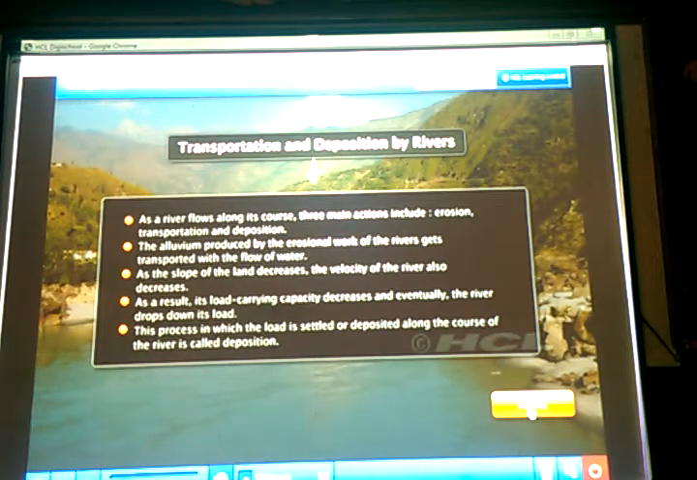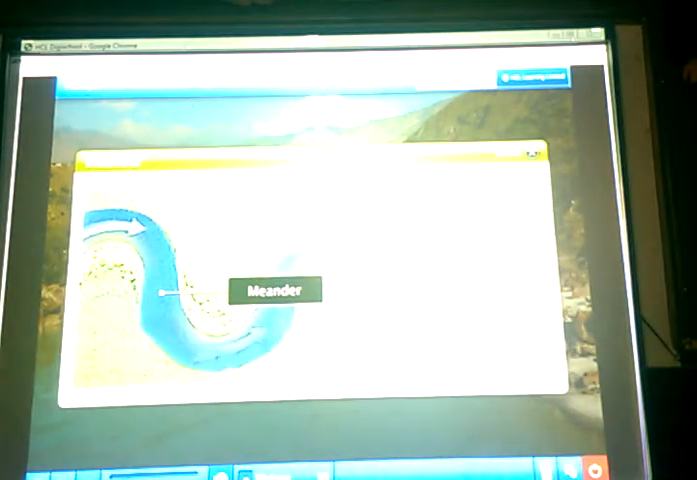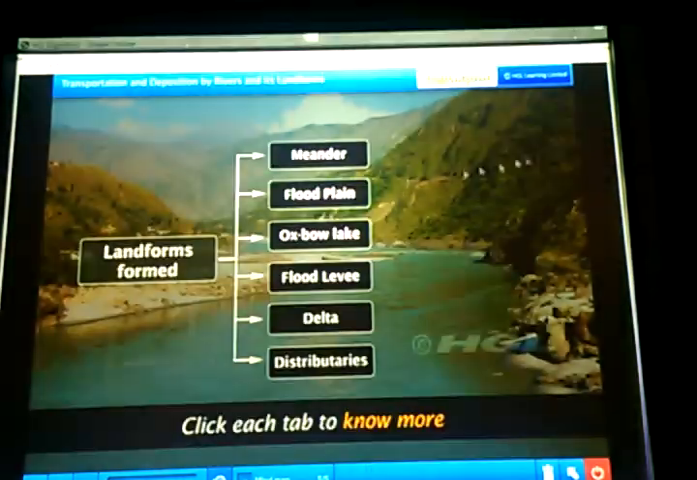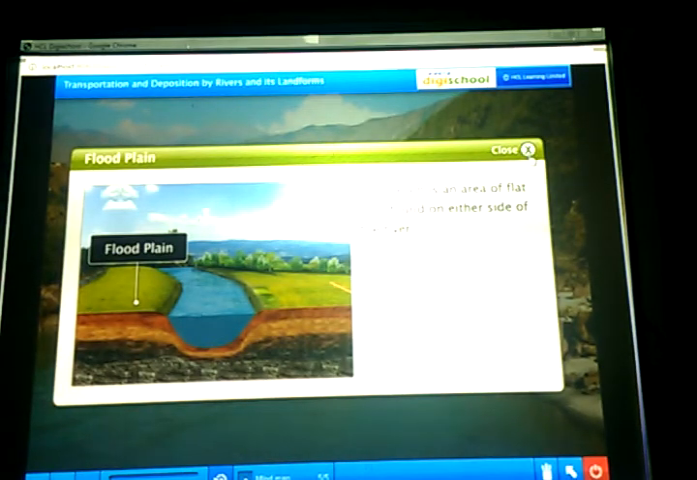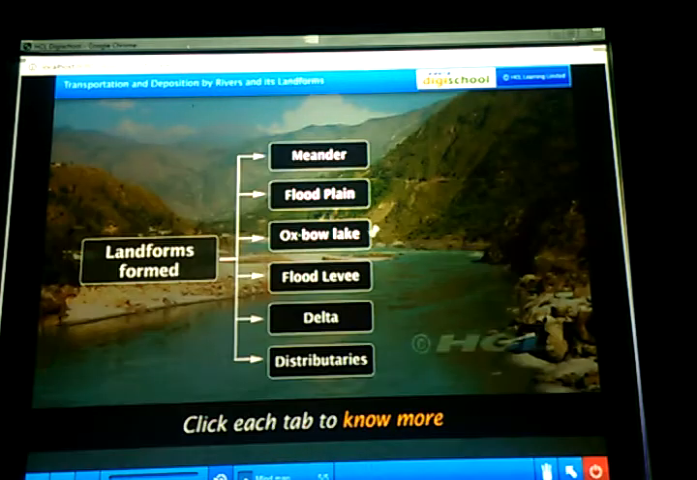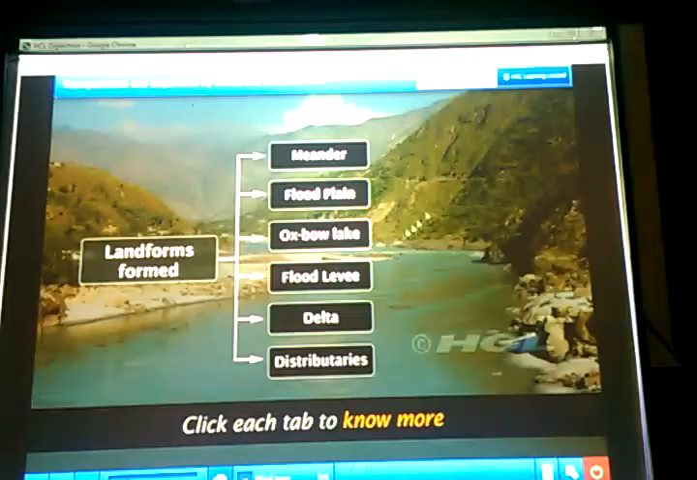Do you know what a headland is? The portions of land projecting into the sea are called headlands. When the basal portions of a headland get severely eroded by sea waves, it results in the formation of a rocky coast.